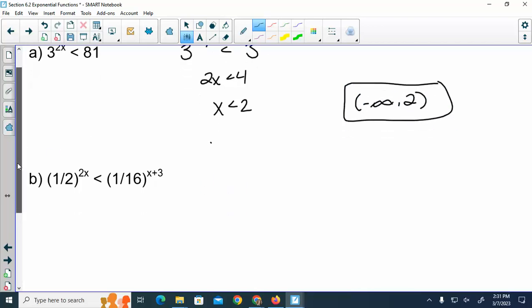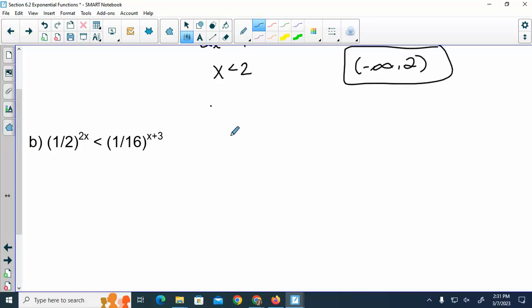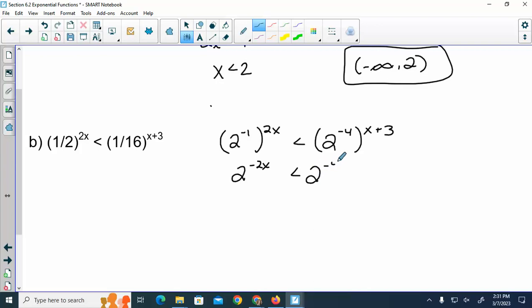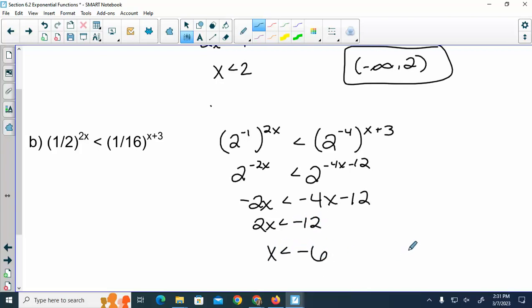Alright, B. What did you use for the common base? I used 2. Okay. So 1/2 is 2 to the negative 1, 1/16 is 2 to the negative 4. So we have 2 to the negative 2x. It's less than 2 to the negative 4x minus 12. So since the base is bigger than 1, you can just drop it, keep the inequality as is. Add your 4x over. Divide by 2, so x is less than negative 6.